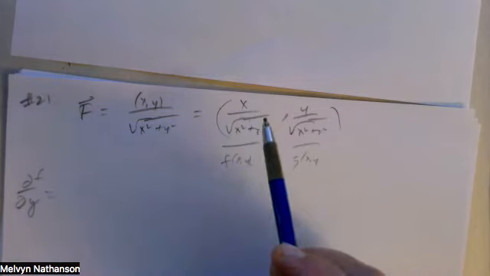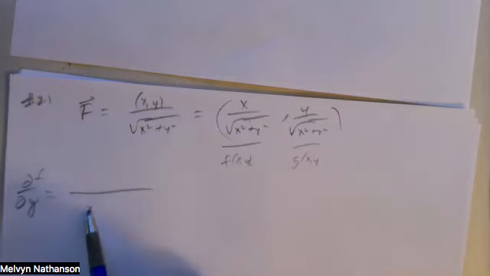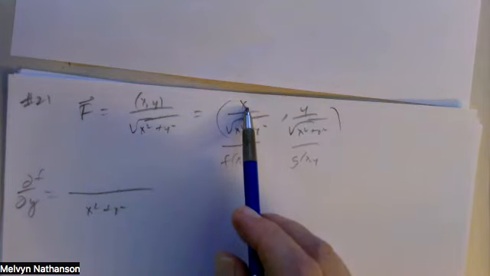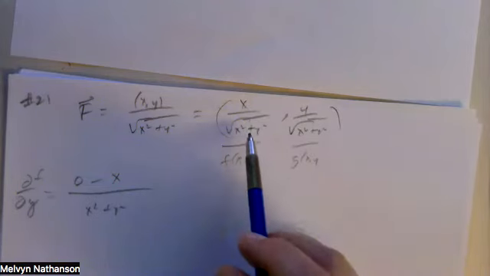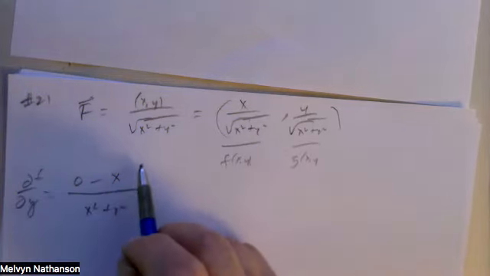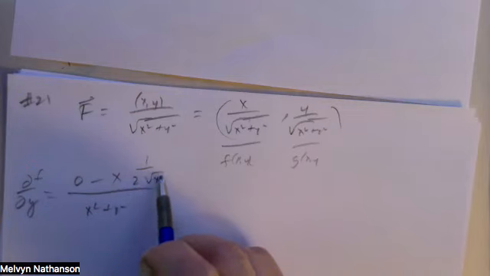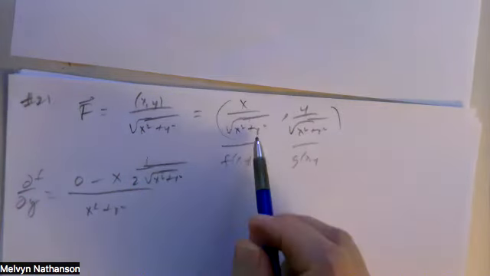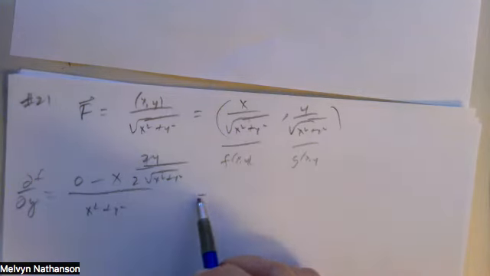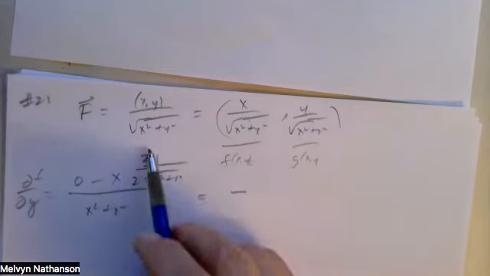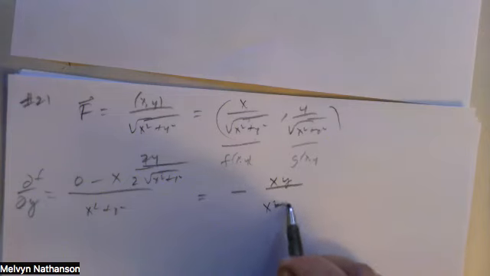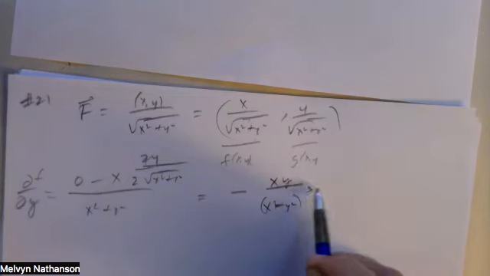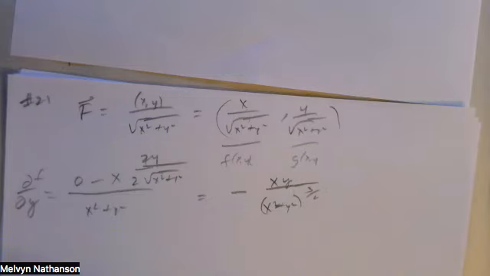by the quotient rule, if you like, square the denominator. The derivative of the numerator with respect to y is 0, minus the numerator times the derivative of the denominator, which is 1 over 2 square root of x squared plus y squared, differentiating with respect to y, times 2y. So this is minus, the 2's cancel, xy over x squared plus y squared times the square root of x squared plus y squared, the 3/2.